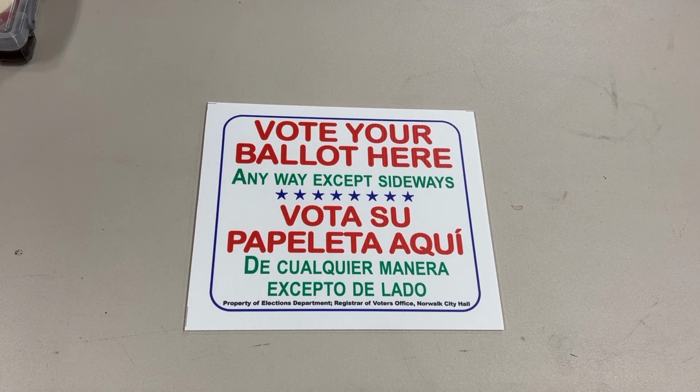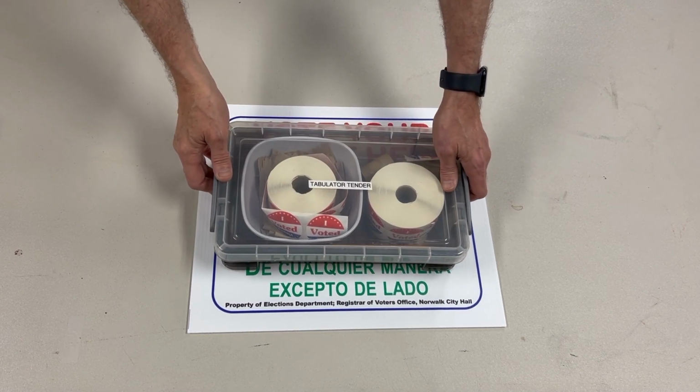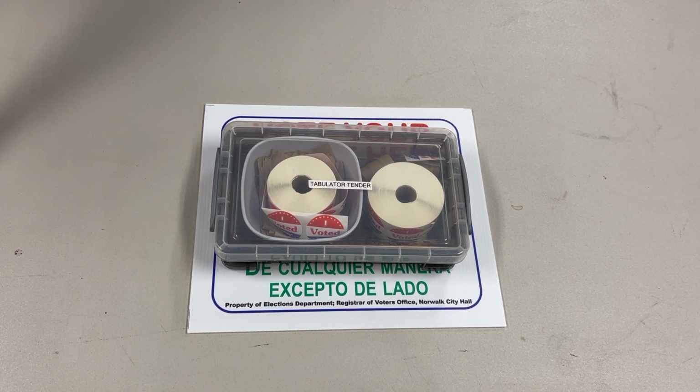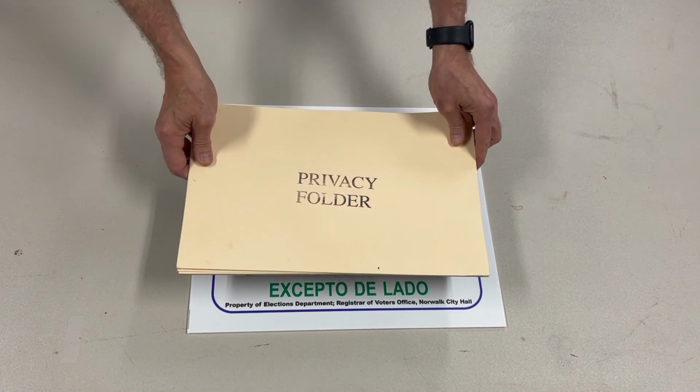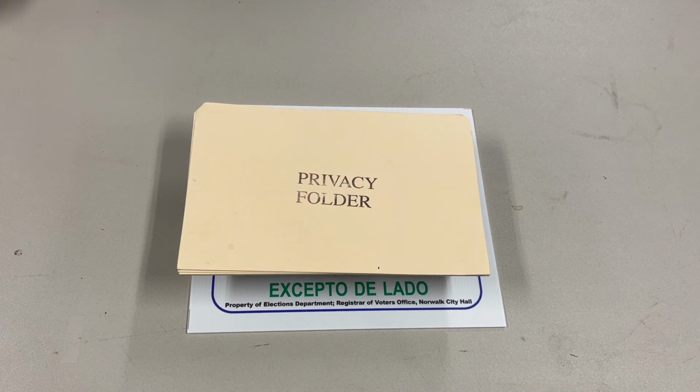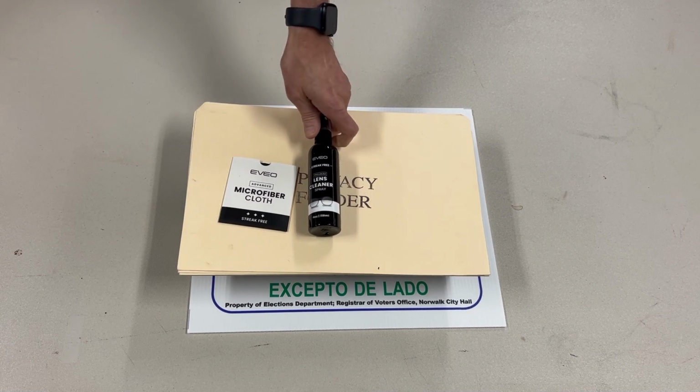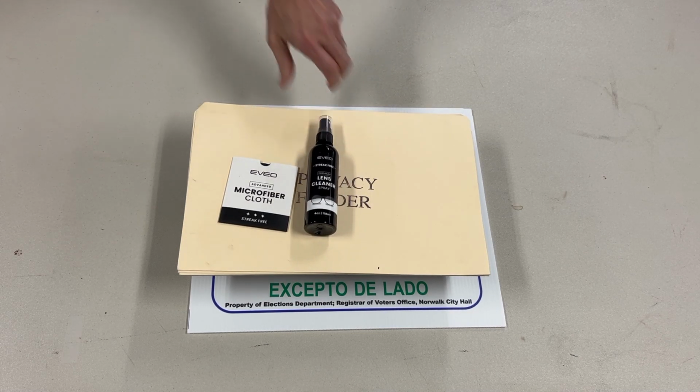The third preparatory item is receiving your supplies from the moderators and assistant registrars. If you are opening the polls, these items include signs that may need to be displayed on the tabulator tender's table, "I voted" stickers, optic cleaners, privacy folders, etc. Please note that some of these items may have been set up already by the setup team prior to your arrival.